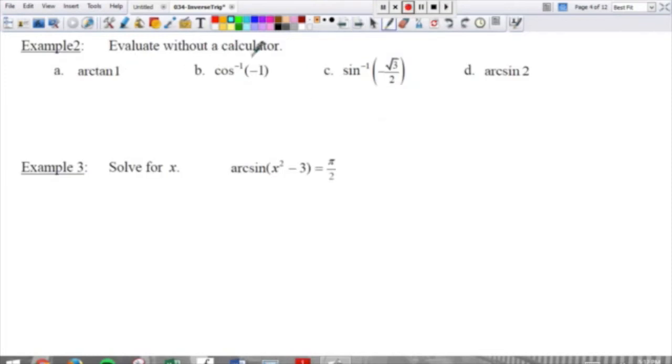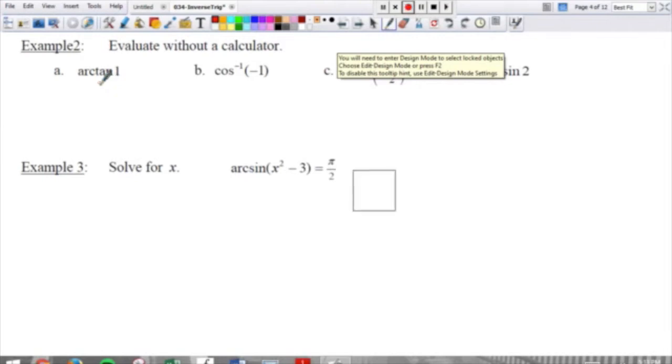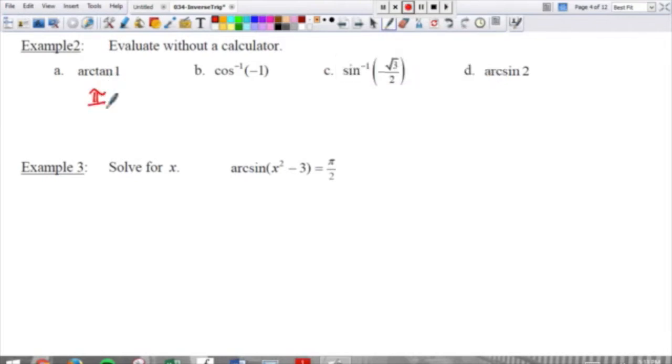Evaluate without a calculator. Yes, you should be able to punch the buttons in and realize what these are saying enough to plug it in the calculator. But you also need to be able to do these by hand. So let's continue. Arctan of 1. You're thinking, what angle, when put into tan, would output 1? And the correct angle is pi over 4.